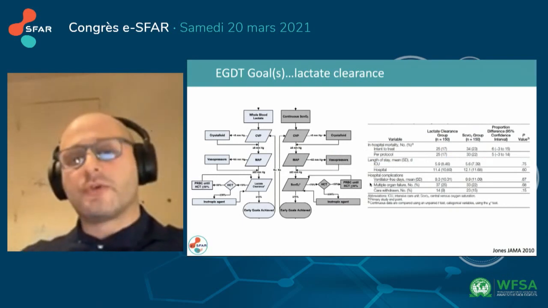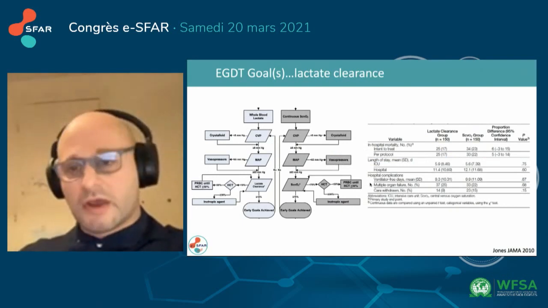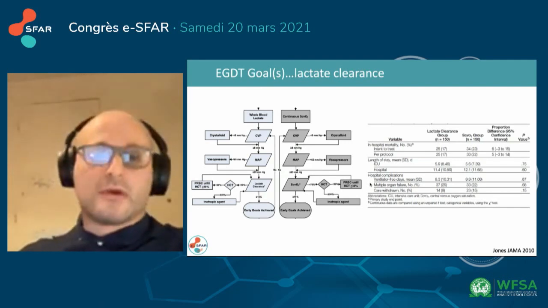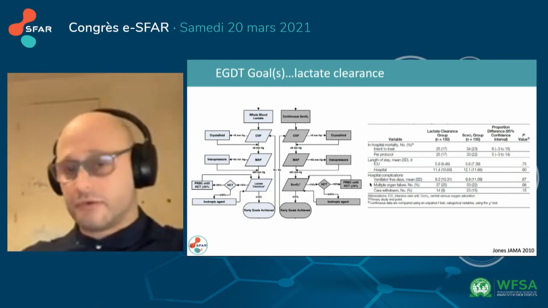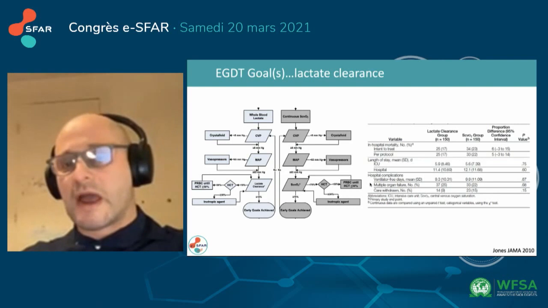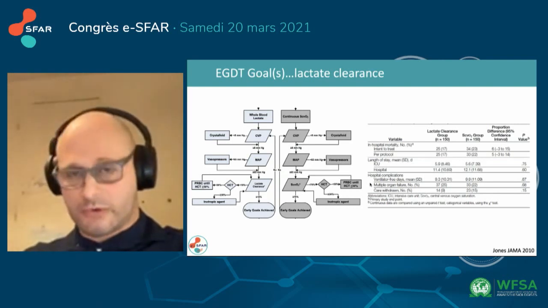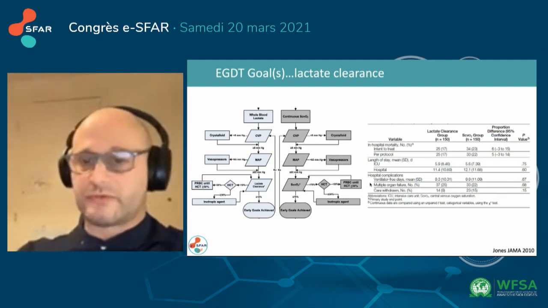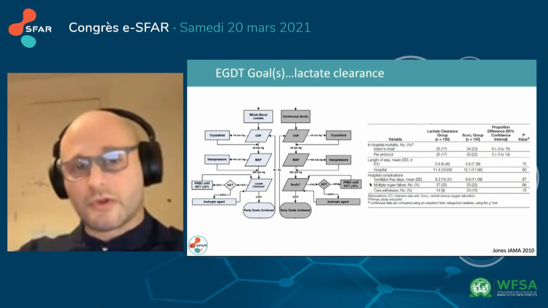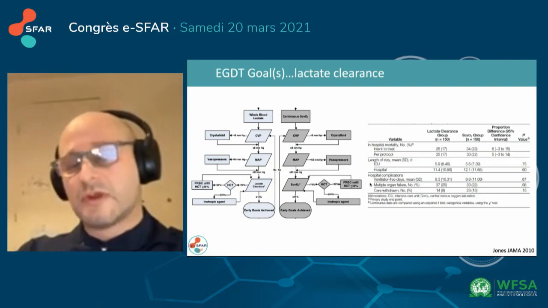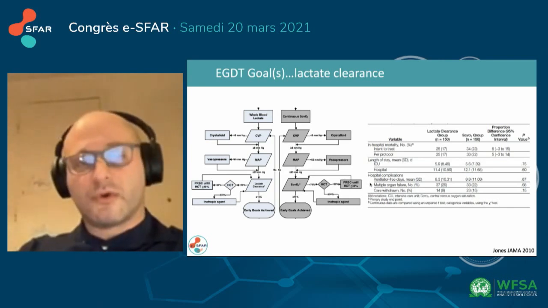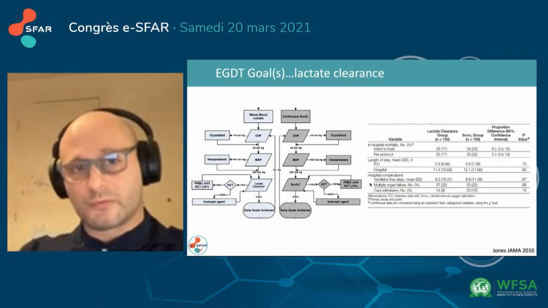Concerning the ultimate goal, which was ScvO2 in the Rivers study, as soon as a few years after Rivers, Jones in JAMA published ScvO2 compared to lactate clearance. And lactate clearance was an as efficient ultimate goal for septic shock resuscitation as was ScvO2, with identical survival rates when lactate clearance was used to ultimately guide the resuscitation compared to ScvO2. So lactate seems to be as valid a goal, especially an arbiter of the resuscitation, as would be ScvO2.